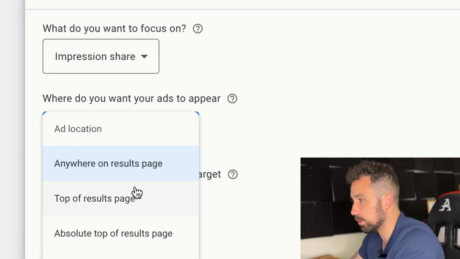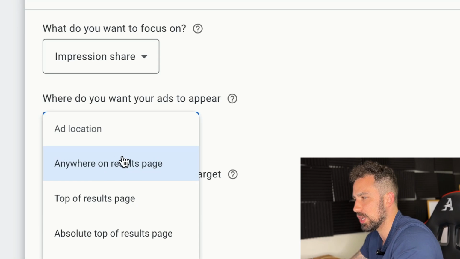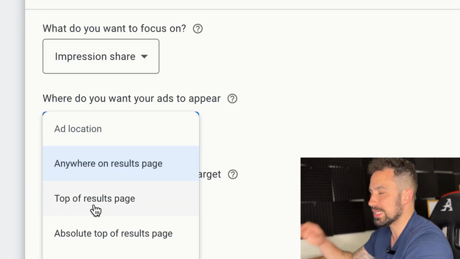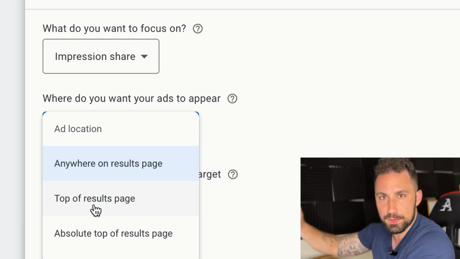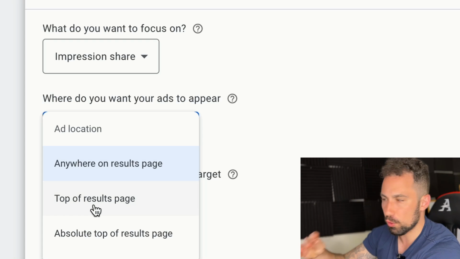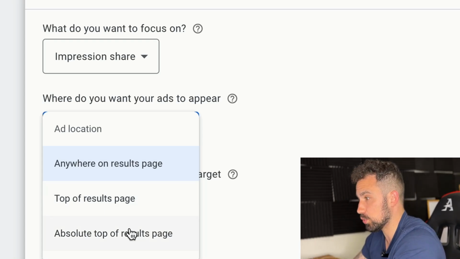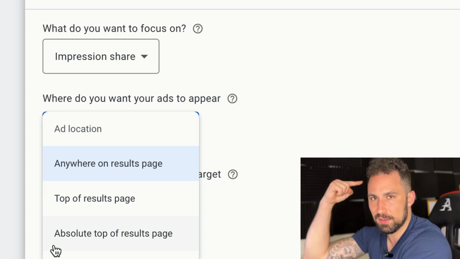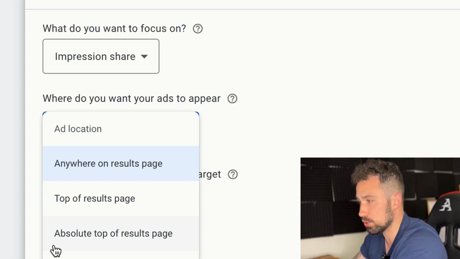So you have a couple of options here. Anywhere on the results page, I don't really suggest that. Top of the results page is good. So it is exactly above the first organic results. Sometimes there can appear 3 ads, 1 ad, 4 ads, depending on the time and situation. And there's absolute top of the page. Absolute top is exactly the first ad that comes up on the search results.